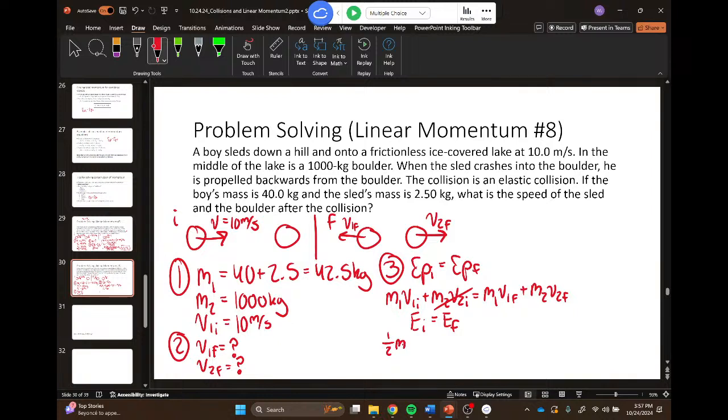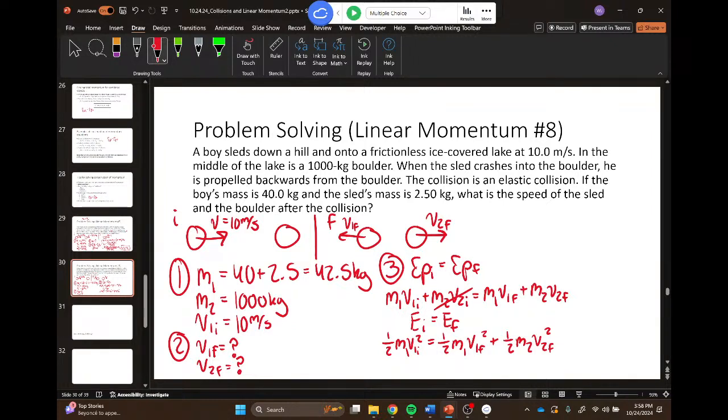We start with some kinetic energy. The boulder has no kinetic energy, so just the boy and his sled have kinetic energy. And at the end, V1 final squared, both objects are moving. We have two equations and two unknowns, and this is not the worst thing. It's a system of equations. Two equations, two unknowns. We are going to solve through it. I'm going to go through all the steps.